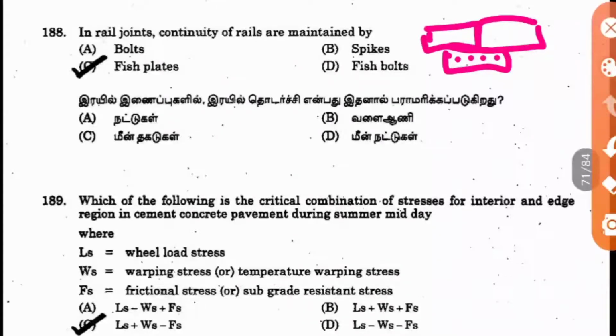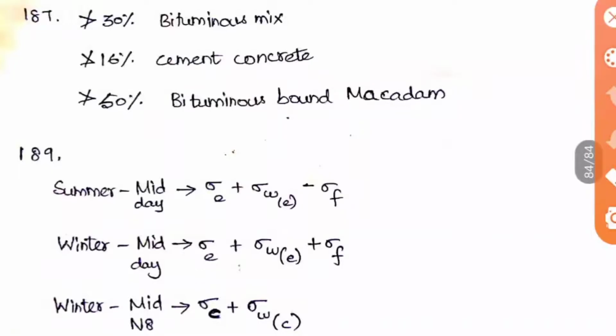And then 189, which of the following is the critical combination of stresses for interior and edge region in cement concrete pavement during summer midday? Here option C is the right answer, that is the wheel load stress plus the warping stress minus the frictional stress. Let us see the answer for the other two conditions also. Here the three options are given, that is summer midday, and winter midnight. These three we have to study, that is the critical stress that is occurring during this time.